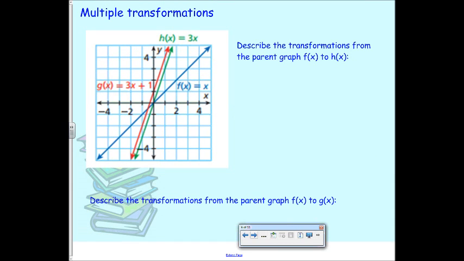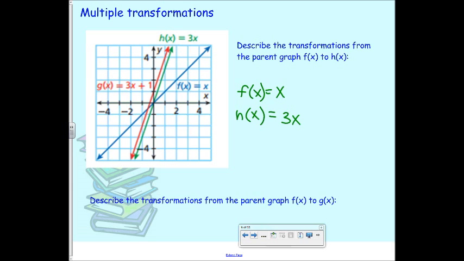Okay, so for these, I want to figure out if there's multiple things happening. I want to figure out what changed. So again, the blue one is our parent, and then we've got the green one. So just look at the green one right now. What happened from the parent of f of x equals x to get h of x? And again, both of these can just be written as y. What changed here? Is this a rotation, a reflection, a translation, or multiple? It's a rotation. Why is it a rotation? The only thing that changed was the slope, and they're both still positive, so you know it's not a reflection.